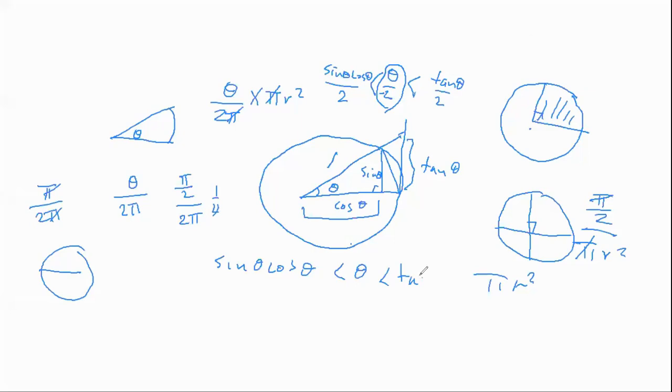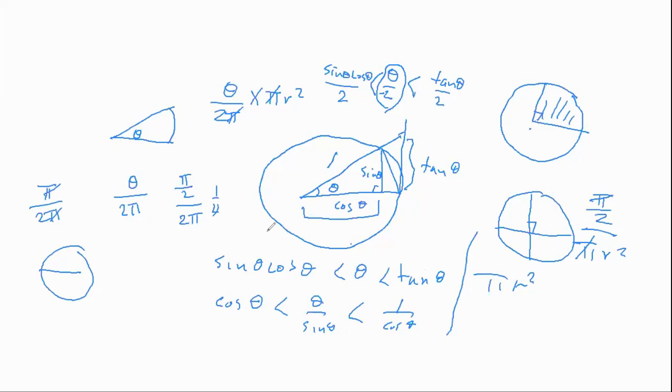Okay, so this is tan theta. Everybody sees it? This is tan theta. Now, I want to divide every term by sine theta. What am I going to get on the left? Cosine theta, right? Less than theta over sine theta. And this is going to be less than what? Tan theta is sine theta over cosine theta, right? So when we divide by sine theta, we get 1 over cosine theta.